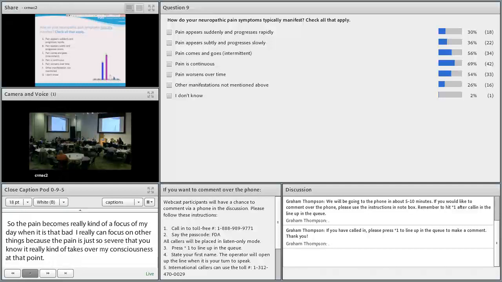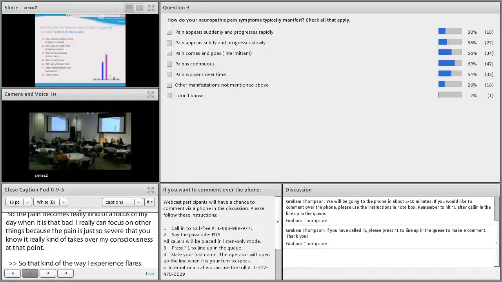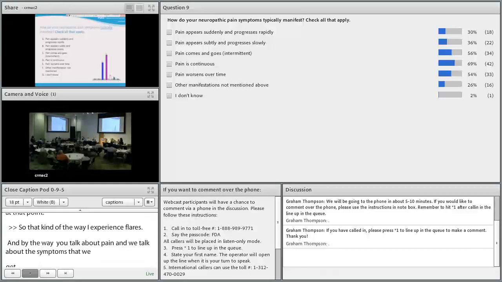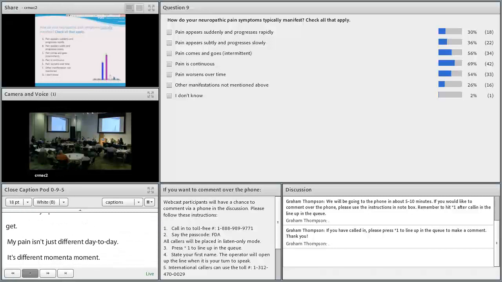And by the way, when we talk about pain and the symptoms that we get, my pain isn't just different day to day. It's different moment to moment. It is never exactly the same. It becomes greater in intensity, it becomes lesser in intensity, it moves to other parts of my body. The sensations themselves go from stinging to perhaps stabbing, and burning. It never is exactly the same from moment to moment.